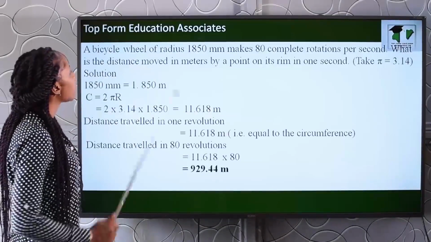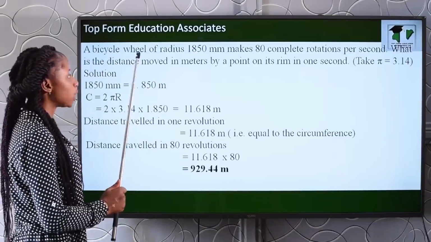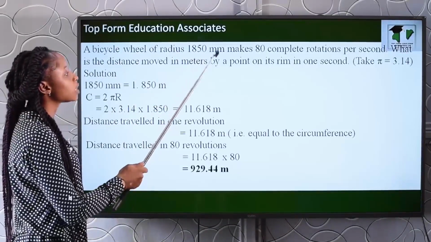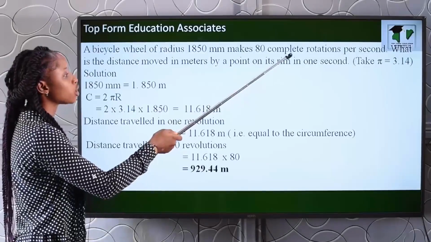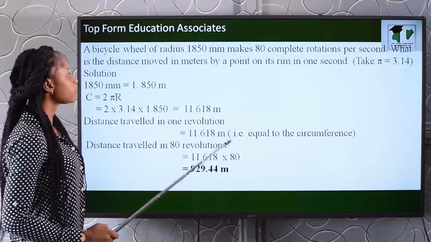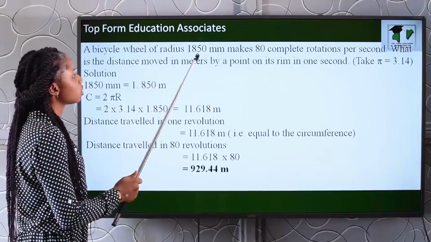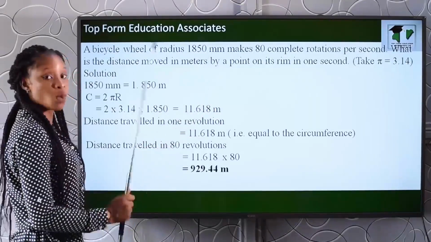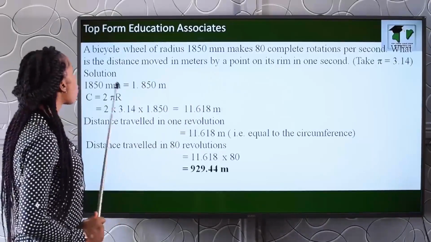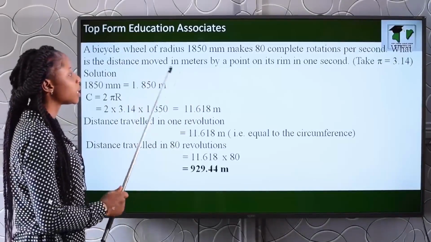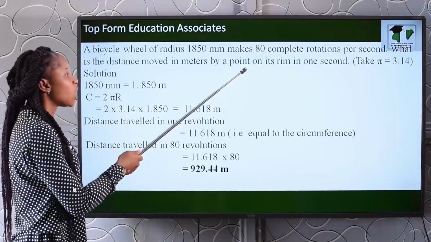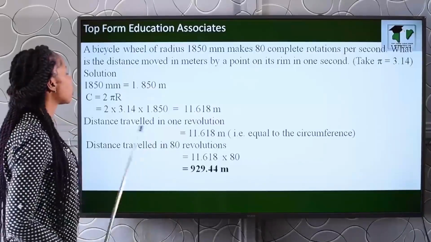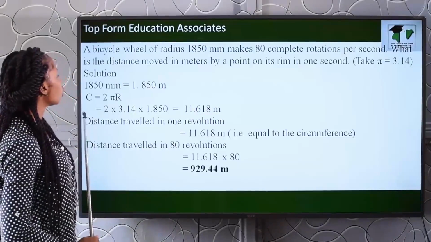Now, number 5, a bicycle wheel. We are looking at a wheel again of radius 1,850 millimeters, makes 80 complete rotations per second. Okay, this is the radius of the wheel, and it makes 80 complete rotations in 1 second, per second meaning 1 second. What is the distance moved in meters by a point on its rim in 1 second? Take pi as 3.14.